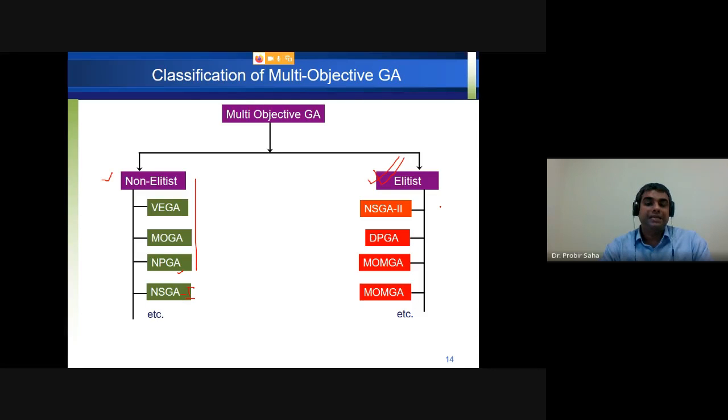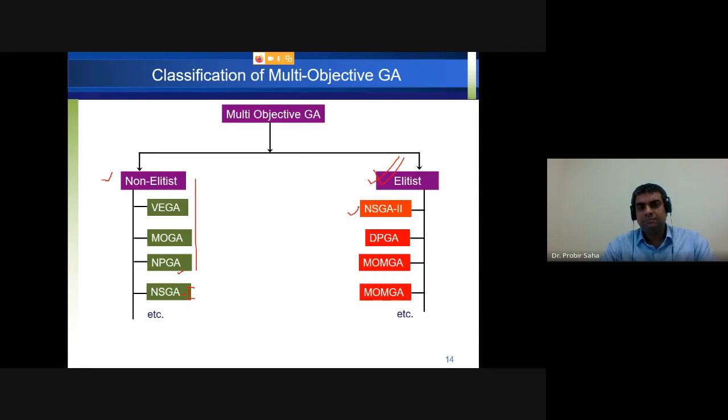But in elitist NSGA, some sort of elitism-preserving operator is included in the algorithm, which ensures that a good solution will never be lost. It will definitely go to the next generation, guaranteed. When it is guaranteed, we call it an elitist multi-objective GA. One of them is NSGA-2, the non-dominated sorting genetic algorithm 2.